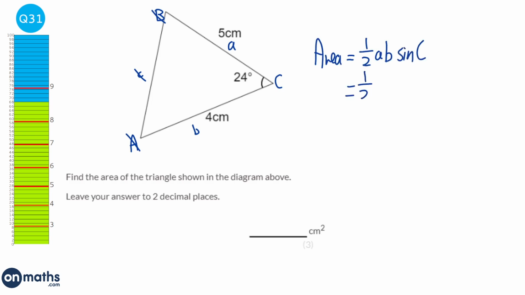And so we're going to do half times a, which I've said is 5, times b, which I've said is 4, times sine the angle, which is 24. And when you work that out, you get 4.067 and so on. And when we round that, we get 4.07.